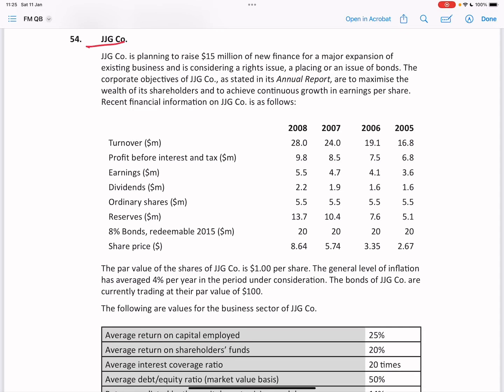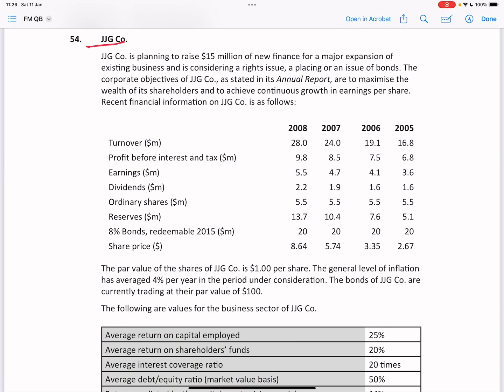Let's look at this question, JJG Co. This is on ratio analysis, coming from the previous lecture where I explained the 4 groups of ratios you always need to assess the company or perform a ratio analysis. Now, I want to put all that theory into calculation.